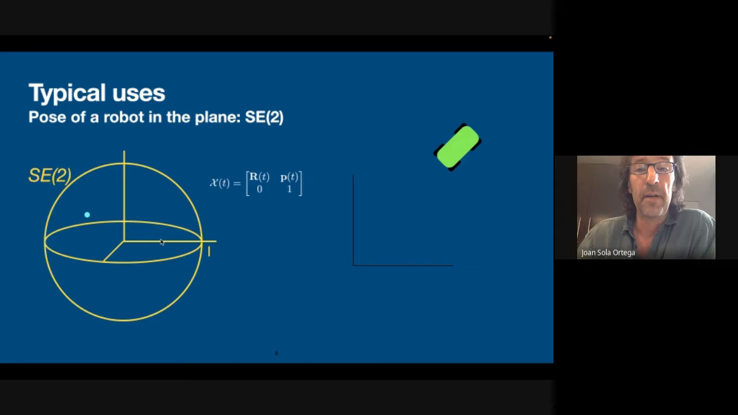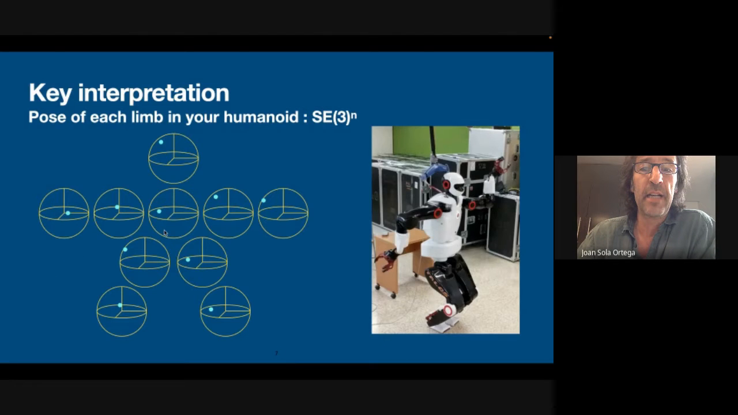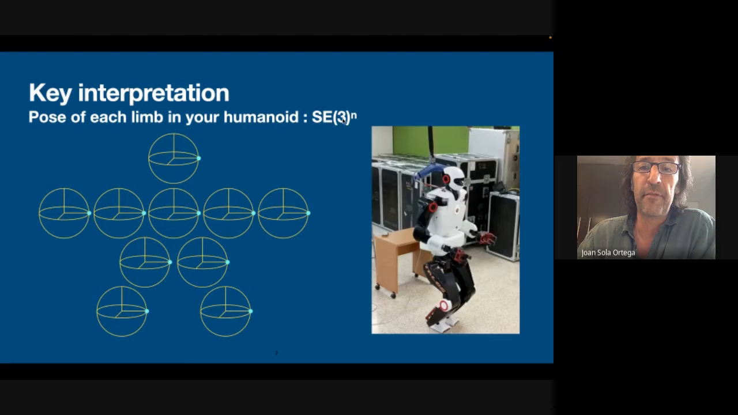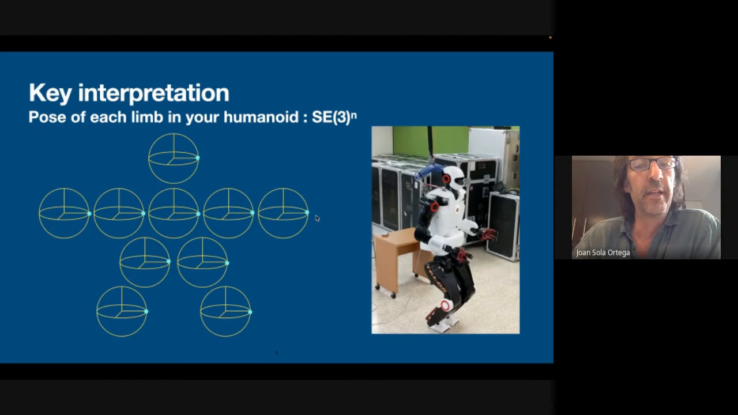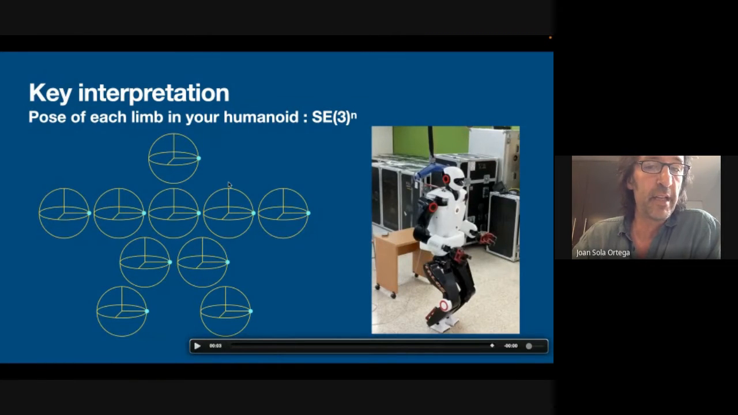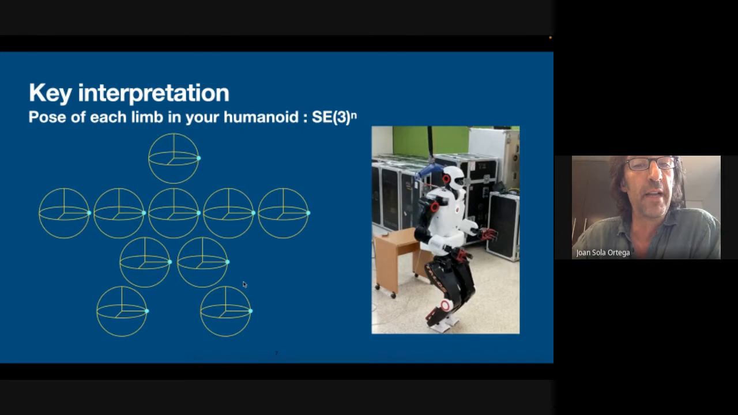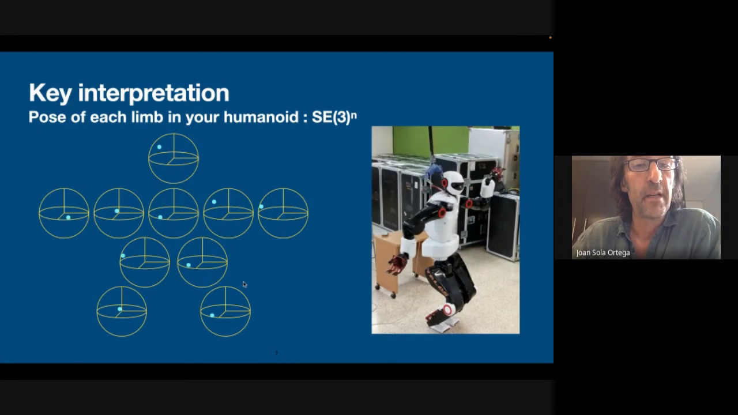Another example. Imagine now we have a set of special Euclidean matrices in 3D, and each one of them represents the 3D position and orientation of each one of the limbs, for example, of a humanoid robot. Now when you want to make a motion on this robot, you will have a point moving in each one of these surfaces. This motion here is exactly the same as the motion you see on the left.